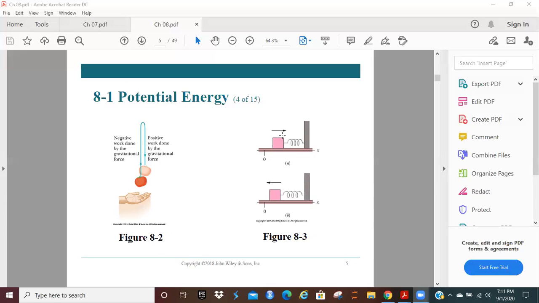The same type of thing is true here with the spring, where you have the spring being pushed in. I believe in this case the spring is doing negative work, and then as it is released, it should be changing that potential energy into kinetic energy. So that should be positive. So this would be negative, and that would be positive.